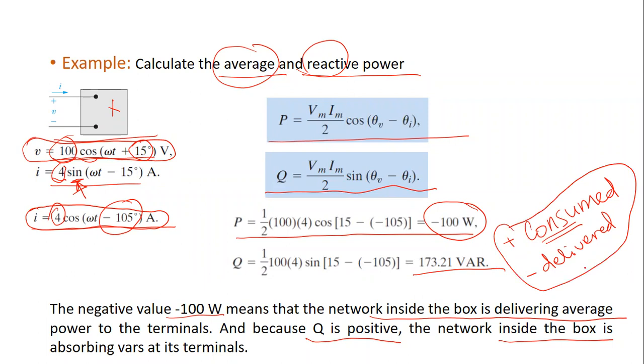So you can have the passive sign convention or the generator sign convention or active sign convention. But in our course, we will deal only with the passive sign convention, which means any positive values in P or Q means that the network consumes or absorbs this amount of P and this amount of Q. Any negative values in P or in Q will mean that the network delivers or gives us this amount of P or Q. Any questions, please, about this example?